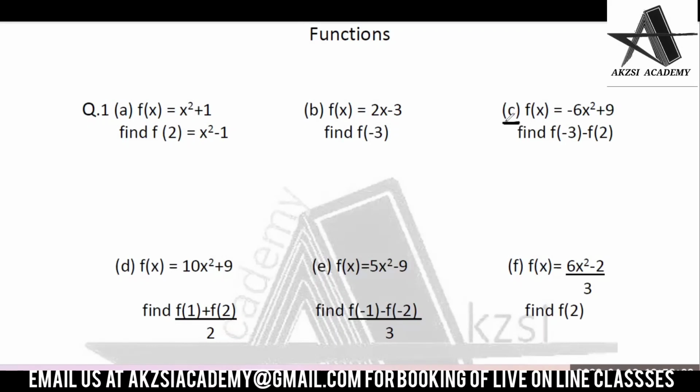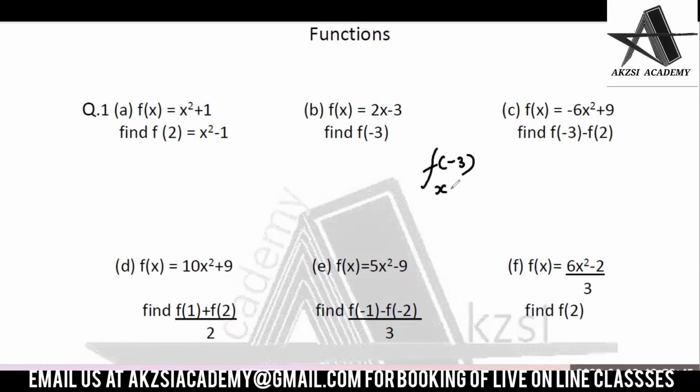Let me take part C. f(x) equals negative 6x squared plus 9. Find f(-3) minus f(2). Just like I told you, whenever the question is like find f(-3), f(2), any number inside the bracket with f means this is the value for x. So let me calculate f(-3) first.